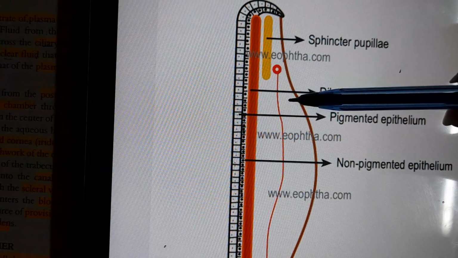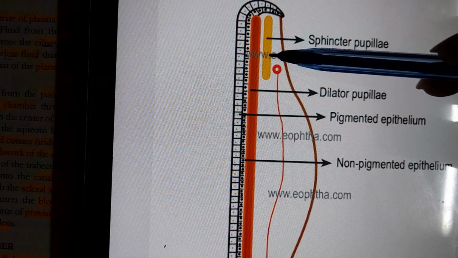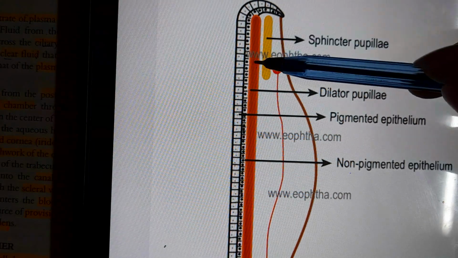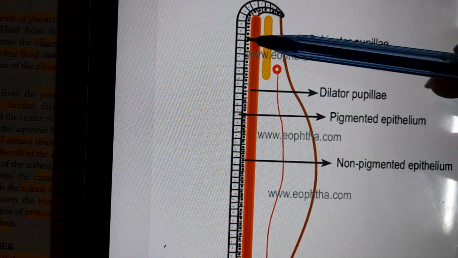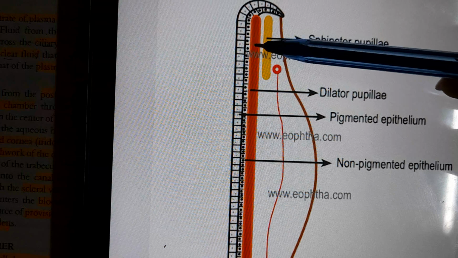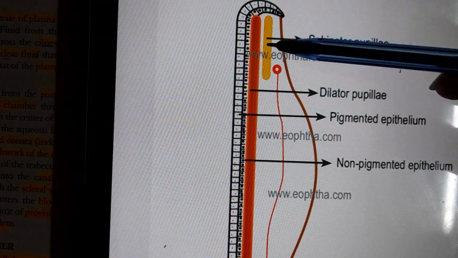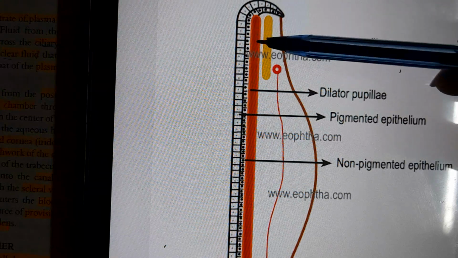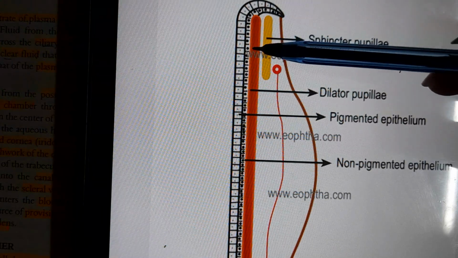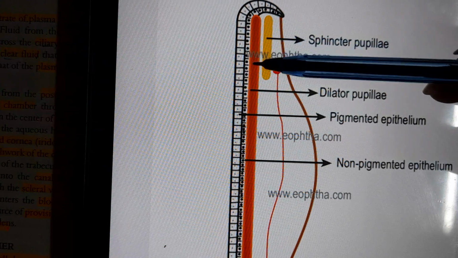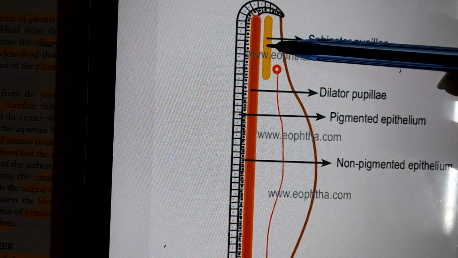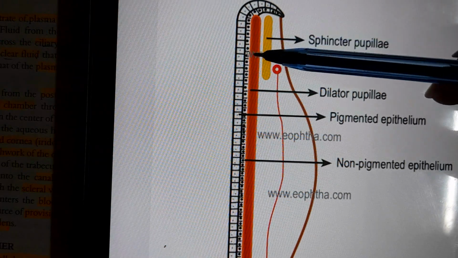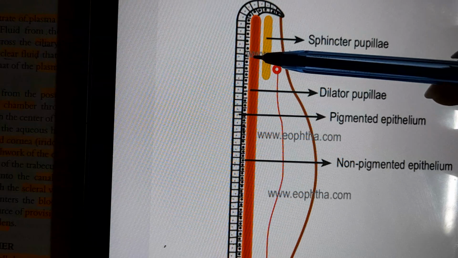And then we were talking about the stroma, and we found two major muscles in the stroma. One is the sphincter pupillae, another is the dilator pupillae. The sphincter pupillae is smooth muscle, and the dilator pupillae is made up of myoepithelial cells. Whenever the sphincter pupillae contracts, it decreases the pupil diameter, and whenever the dilator pupillae contracts, it increases the diameter of the pupil. The sphincter contracts and decreases the pupillary diameter, and the dilator increases the pupillary diameter with its contraction.